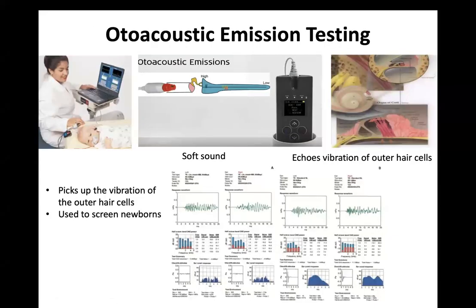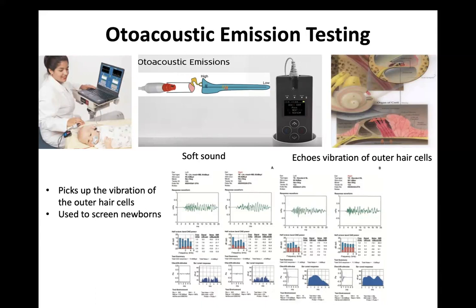Then you have the otoacoustic emission testing, okay? So this, as the doctor mentioned, is just for picking up vibrations of the outer hair cells to make sure the outer hair cells are working. And it's usually used to screen newborns, okay? So this is a commonly used method for newborns that are born with risk factors that make you think of hearing loss. Or I'm not sure if they even, I think they do this for all newborns. Actually, if not, then it's only for the newborns with risk factors of possible hearing loss.